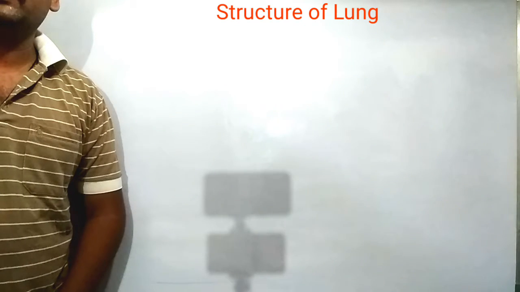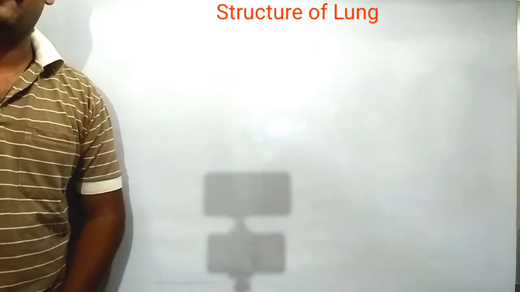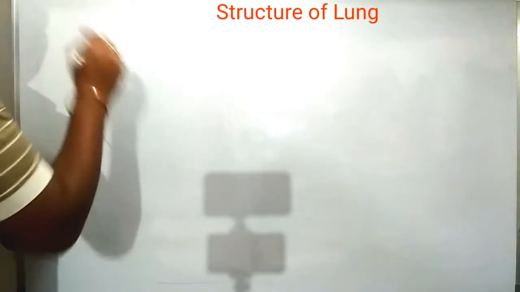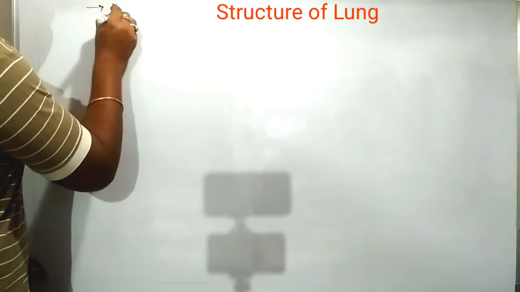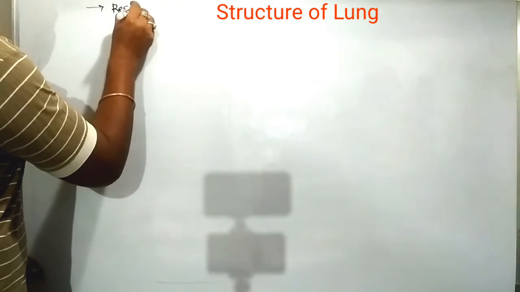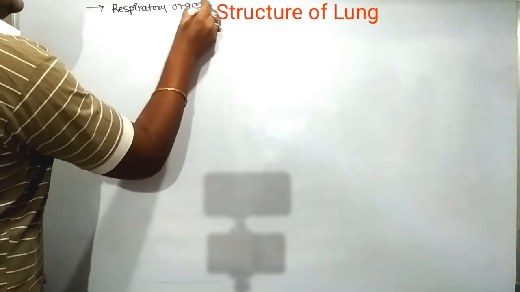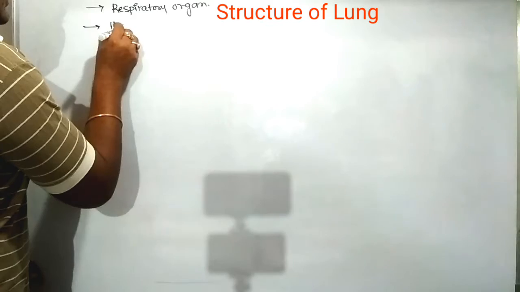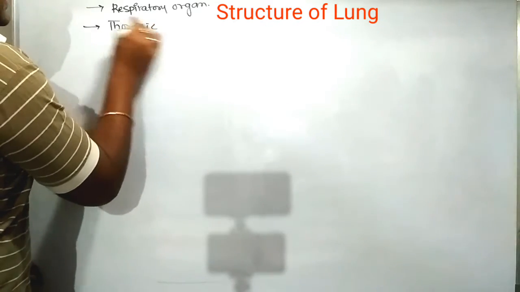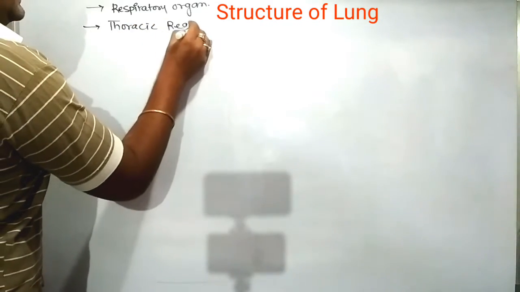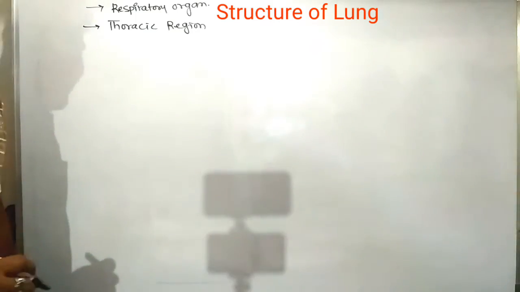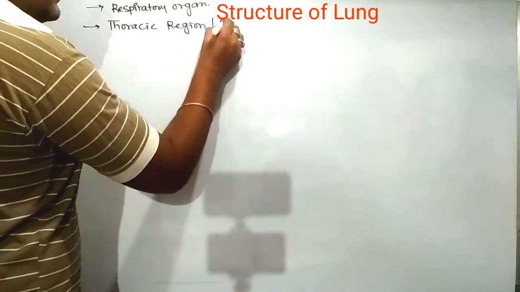So the lungs are one of the respiratory organs. These are located in the thoracic region. They are completely covered by the rib cage.